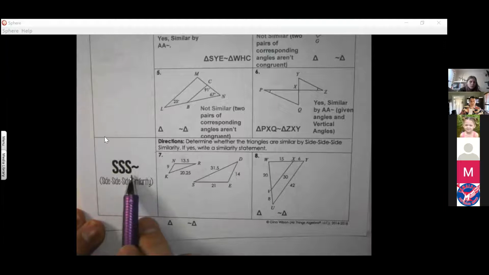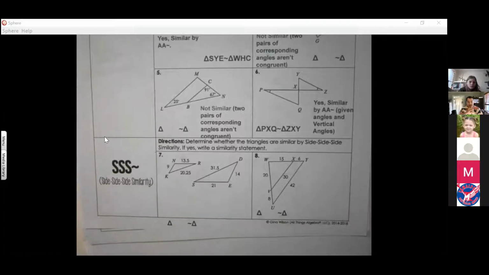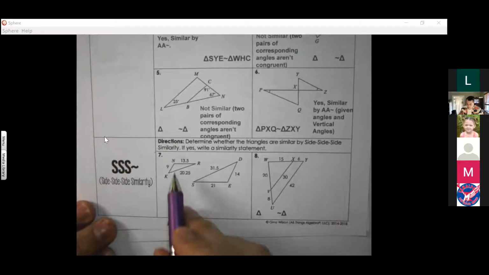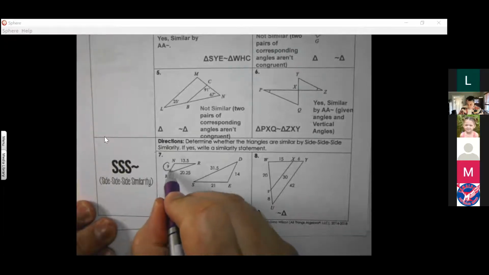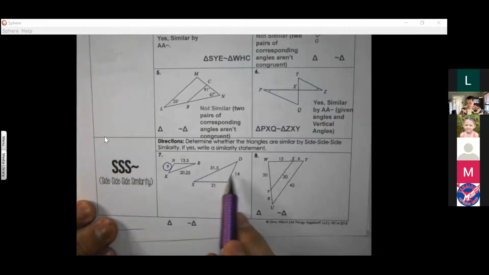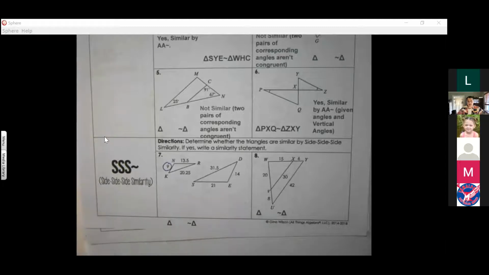In order to prove that two triangles are similar using side, side, side, what you need to demonstrate is that all of the pairs of corresponding sides are in the same ratio. In other words, I'm going to pick one of these sides, say the 9, and I have to find which of these sides is corresponding with it. And that can be hard because I haven't been given a similarity statement to tell me that.